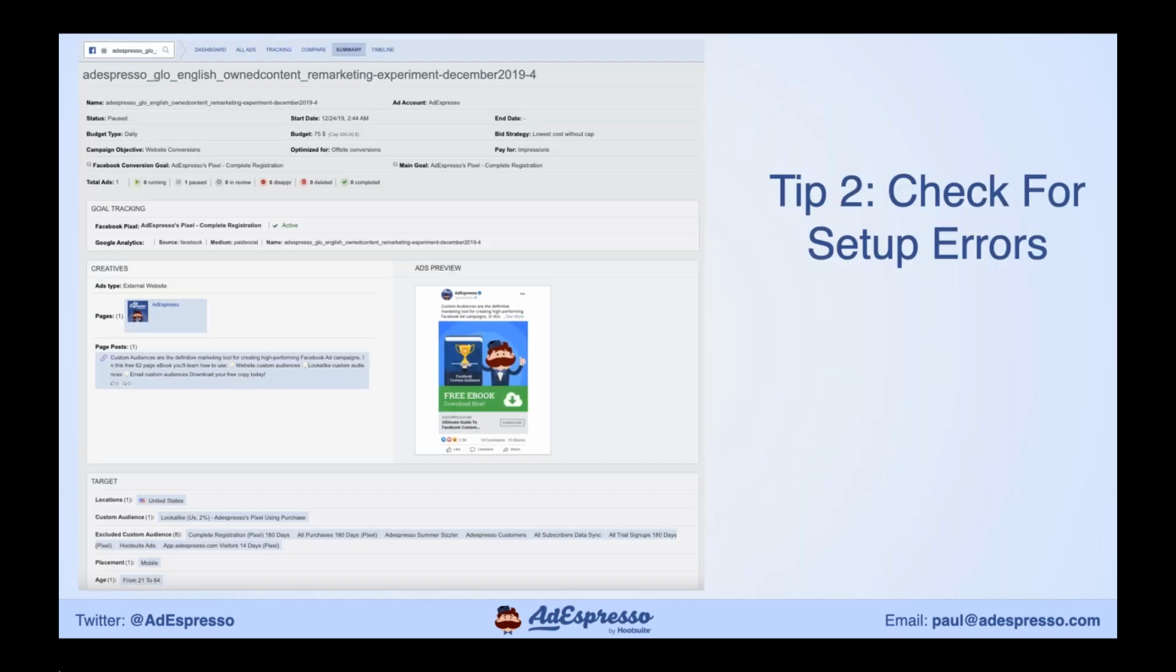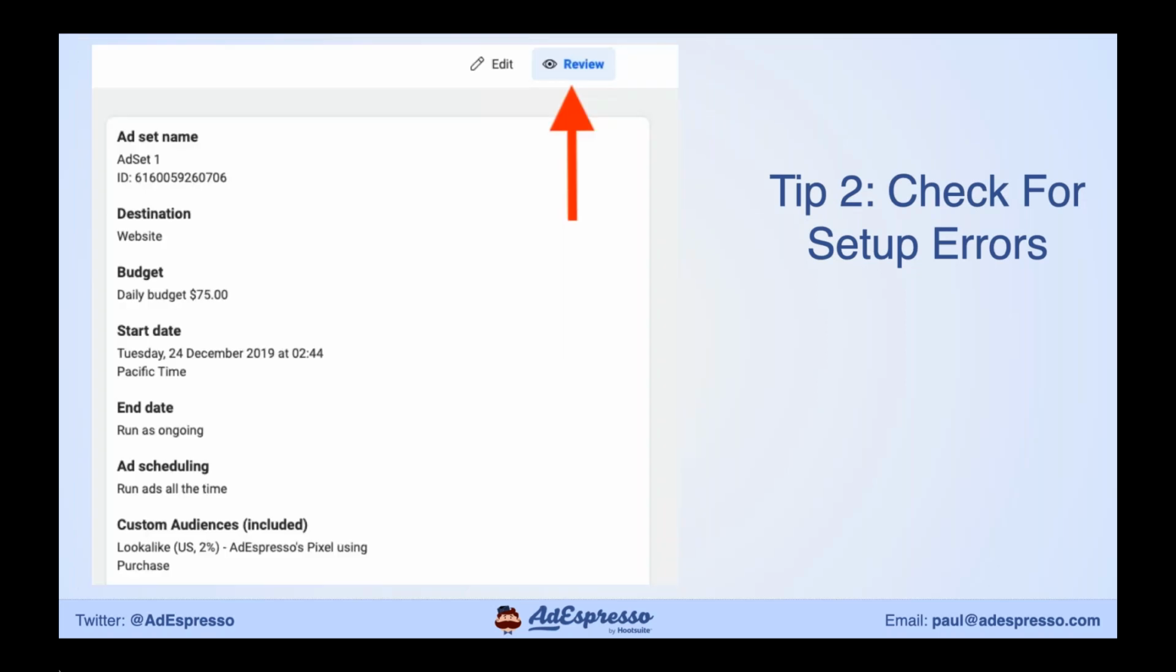Second tip is check for setup errors. You can do this in the summary tab in AdEspresso in the campaign dashboard, or within Ads Manager, if you happen to use that, there's a review option. I think you can use review at campaign level, can definitely at ad set level, and definitely at ad level as well. The reason for using the review option is that, rather than having all the different buttons and checkboxes which crowd everything, it's a bit cleaner, a bit more polished.